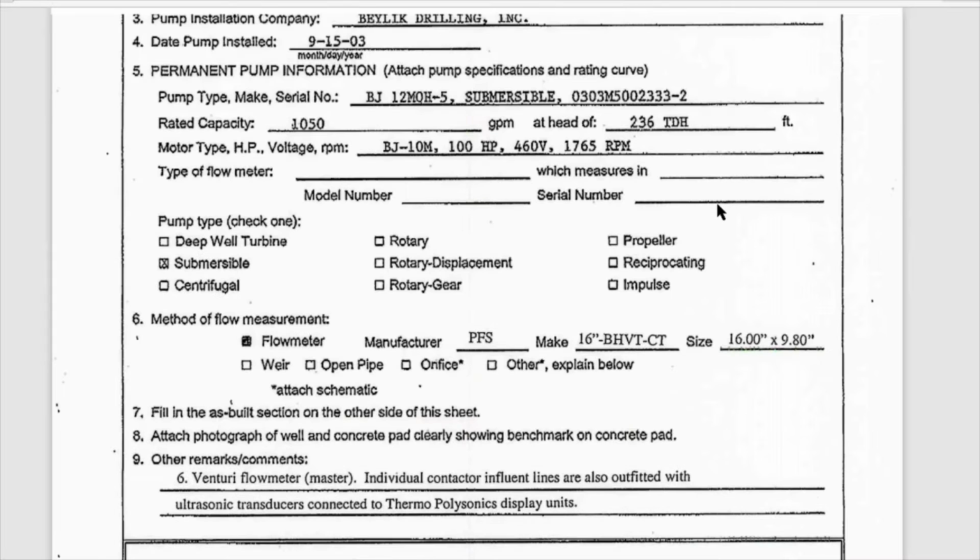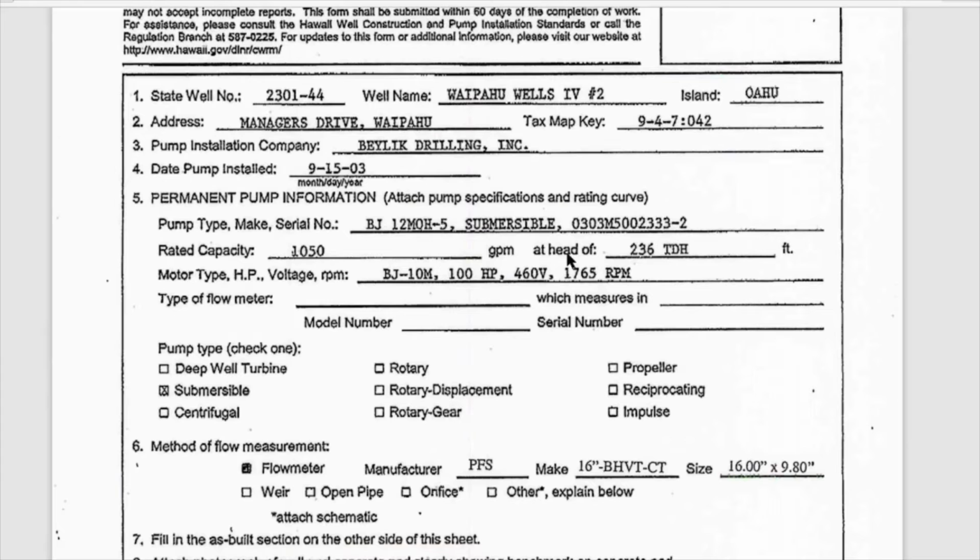And if we scroll up, we get to see some of the specs for the pump, such as the fact that it's a 12 MOH5 right here, as well as the site that we're building it on, which is Wapahu Wells 4. Number 2 indicates which pump we are modeling, and there are 4 pumps in the site in total.